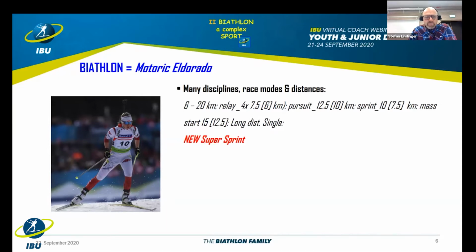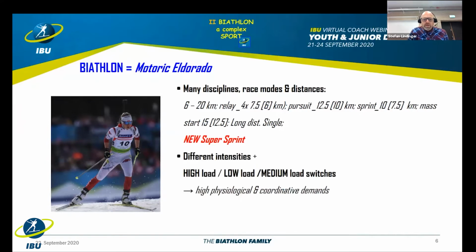So the super sprint is coming, with very short distances, similar to cross-country skiing, and that opens up a lot. If I remember back, 2001 was the first sprint event in cross-country skiing, which changed tremendously many aspects in training and in the physical capacity of skiers. So let's see what's happening in biathlon, as it is so similar nowadays to cross-country skiing from the athlete point of view. We have, of course, different intensities due to the different distances and race modes.